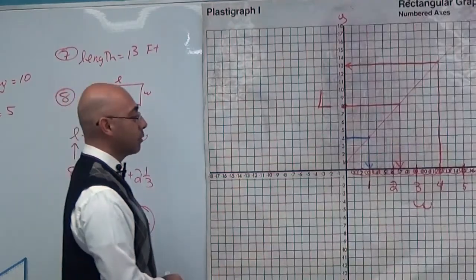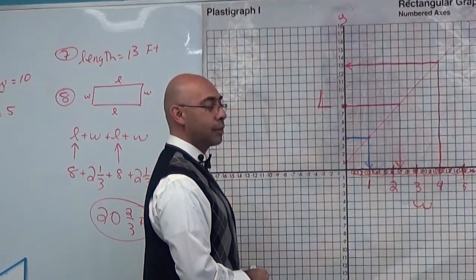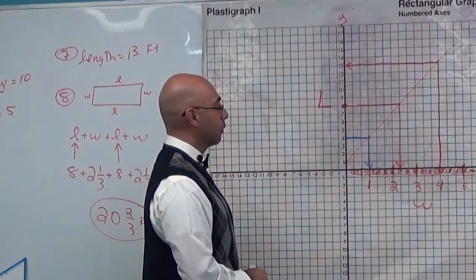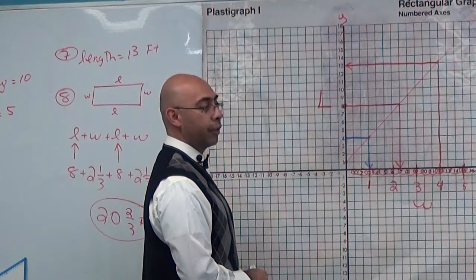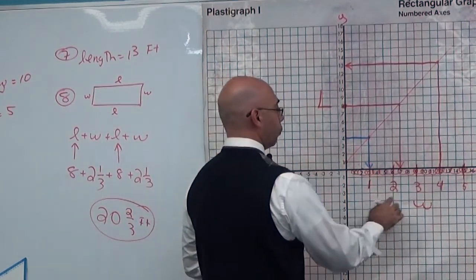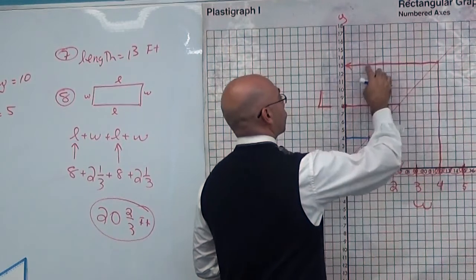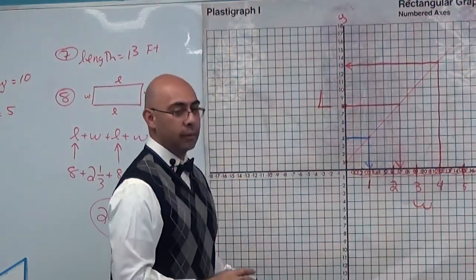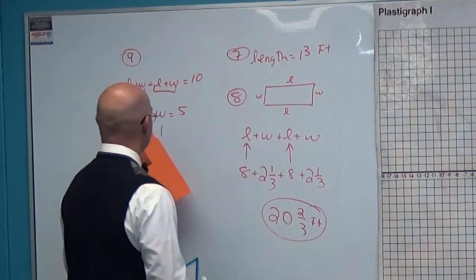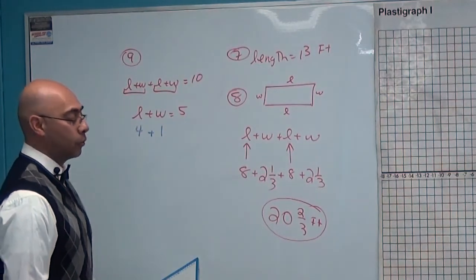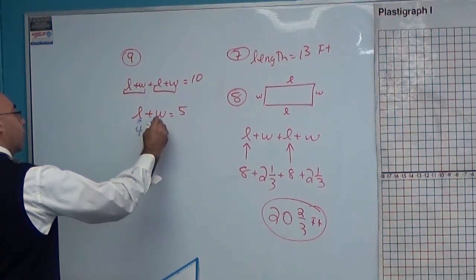Is there anything else? Any other ones? I don't think so. Well, what if the width was 4? Oh, that's too big. What's 4 plus 13? 17. Is the length plus width equal to 17? No. So the length is 4, and the width is 1.